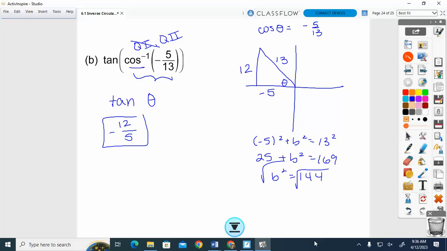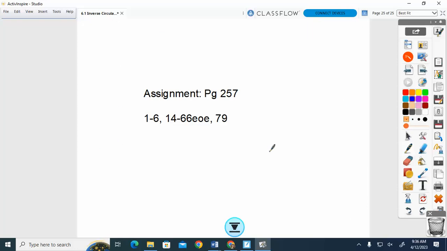So I'm going to go ahead and give you homework. You don't have a ton of time, but you could probably do a little bit. And we will have class time to work tomorrow as well. So 1 through 6, 14 through 16, every other even, and problem 79.